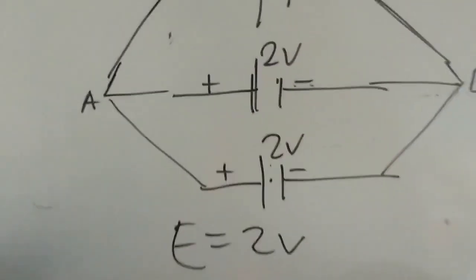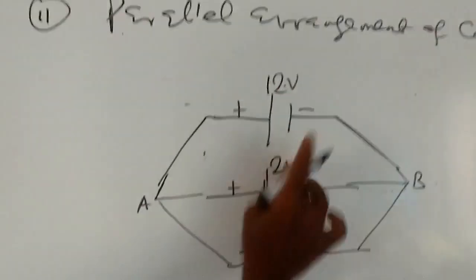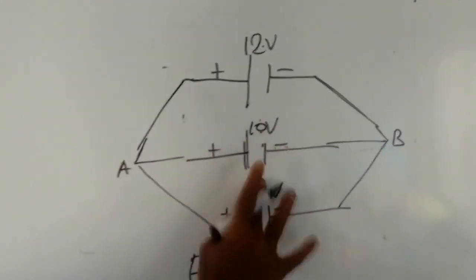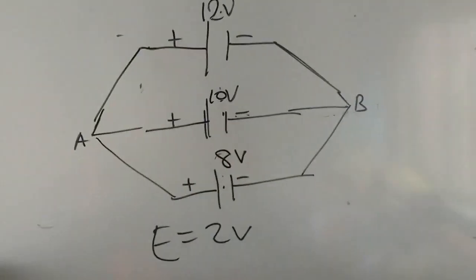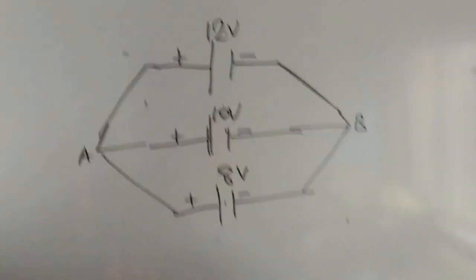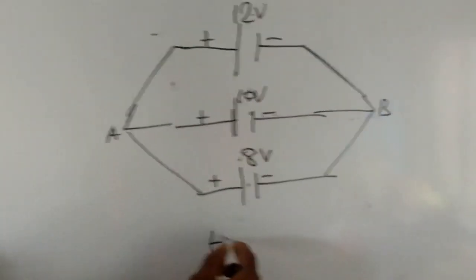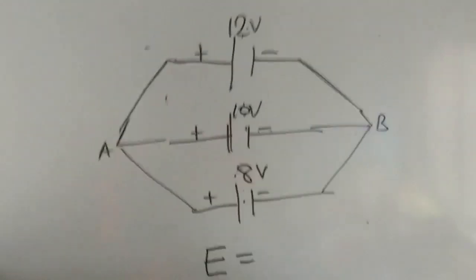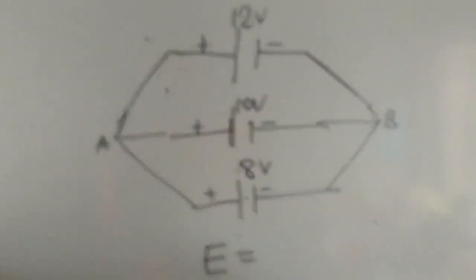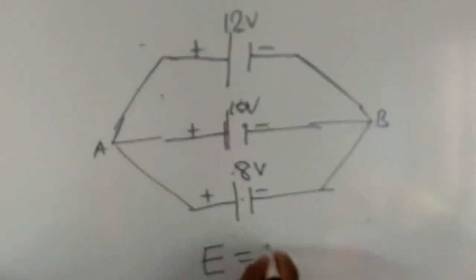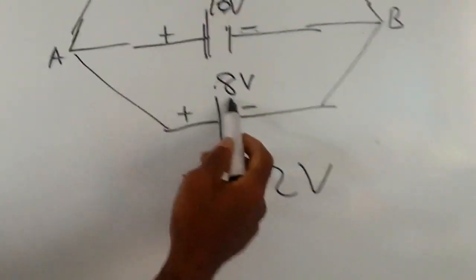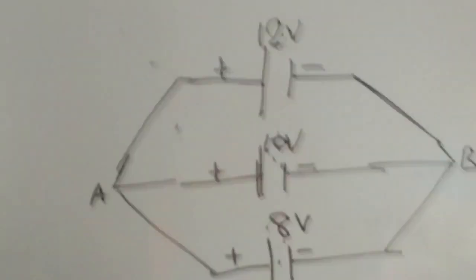But what if they are different? They have 12 volts here, 10 volts here, and 8 volts. They are different from each other. How do we find the net EMF? When they are different, the net EMF is going to be the EMF of the cell that has the highest value. In this case, it is 12 volts. The EMF of the cell with the highest value becomes the net EMF.